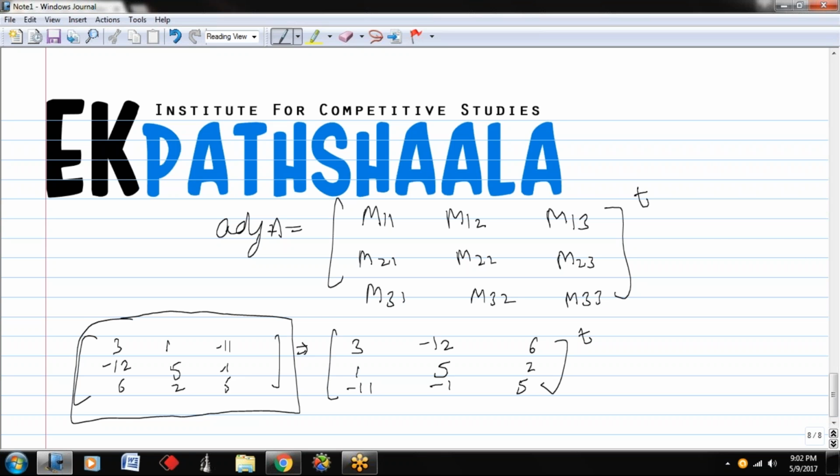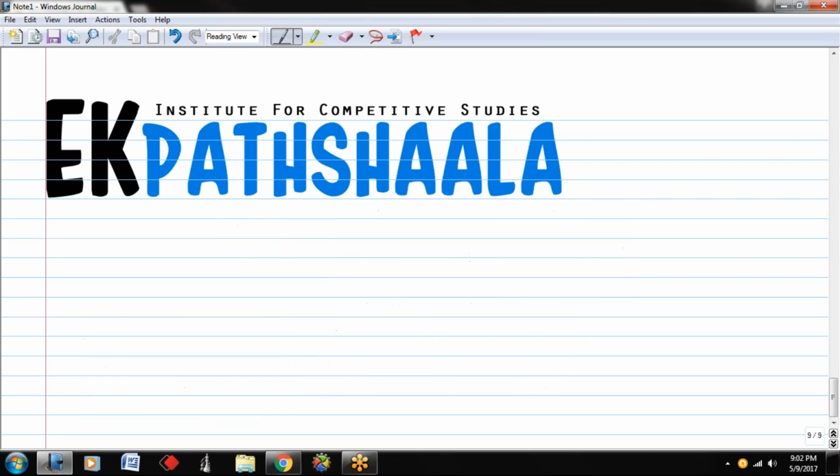Did everyone note it down? Is adjoint clear to everyone, how to find it? Now the last part that we have is A inverse. A inverse will be given by adjoint A divided by determinant A. Now how is determinant A found? This is determinant A. Now look at this very carefully. 1, minus 1, 2, 2, 3, 5, minus 2, 0, 1.